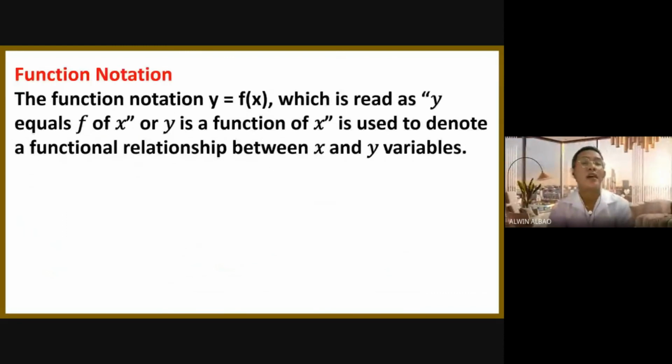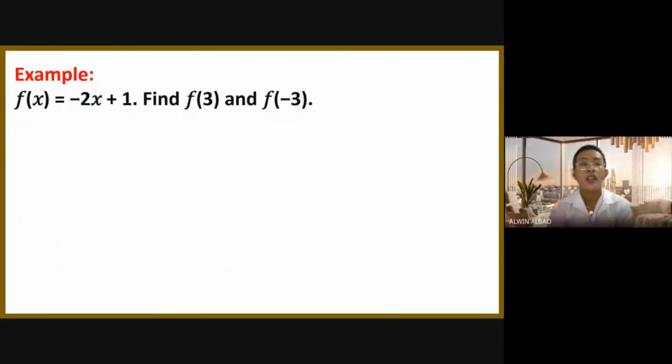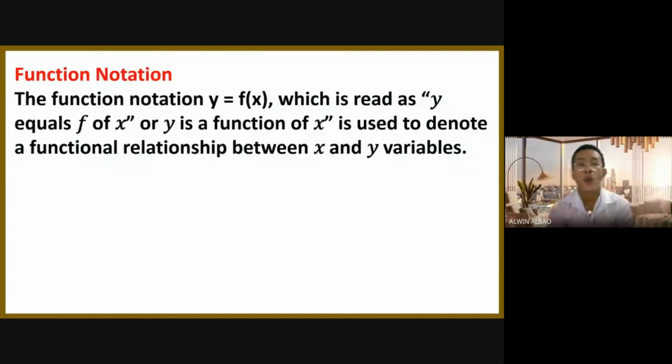Okay, so we have here a function notation. The function notation, y is equals to f of x, which is read as y equals to f of x. So, ang basa natin dito is y equals to f of x, or y is a function of x. It is used to denote a functional relationship between the x and y variable. So, paano natin gagawin yung function notation?